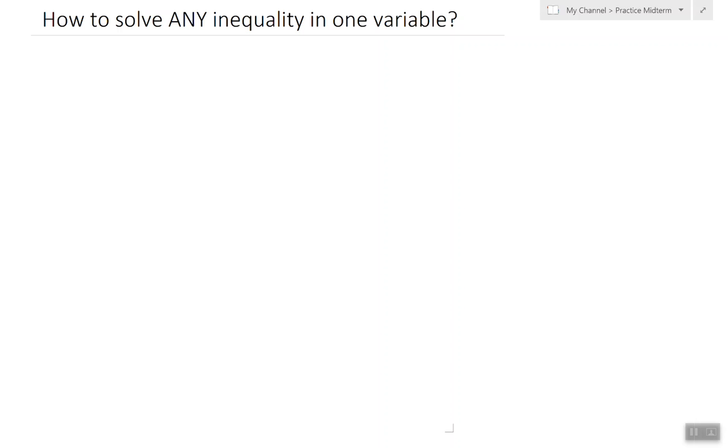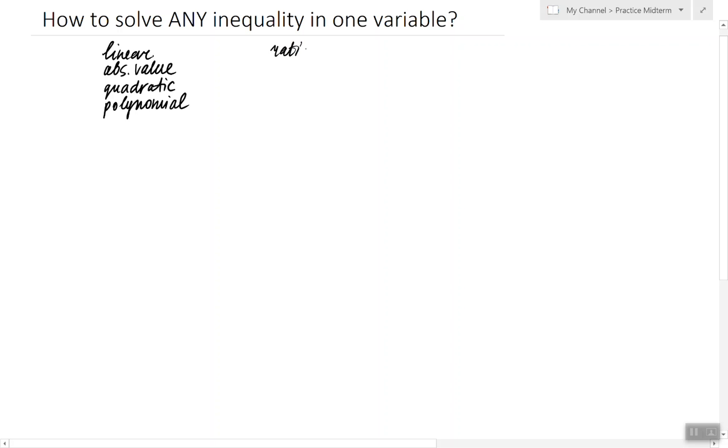In this video, I want to discuss how to solve any inequality in one variable. This method will work great when solving linear inequalities, absolute value inequalities, quadratic inequalities, polynomial inequalities, and with a minor adjustment, it can be used to solve rational inequalities.